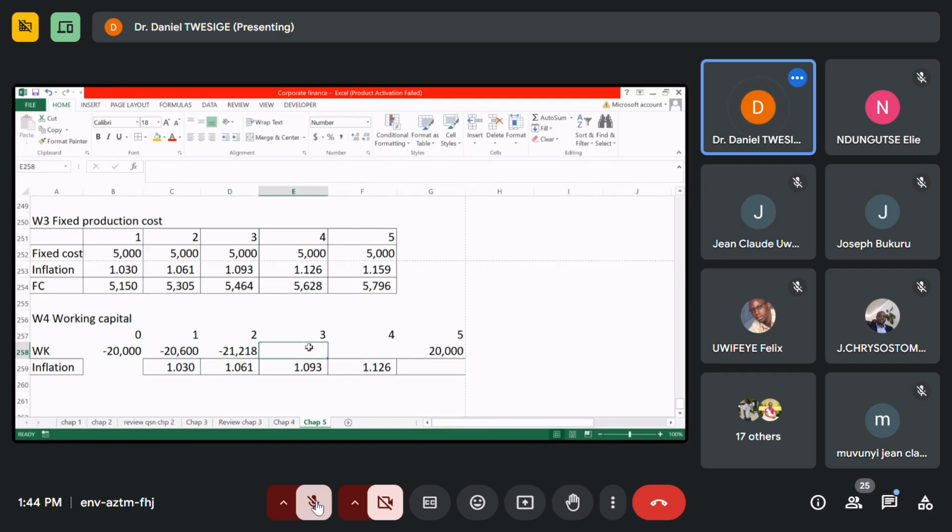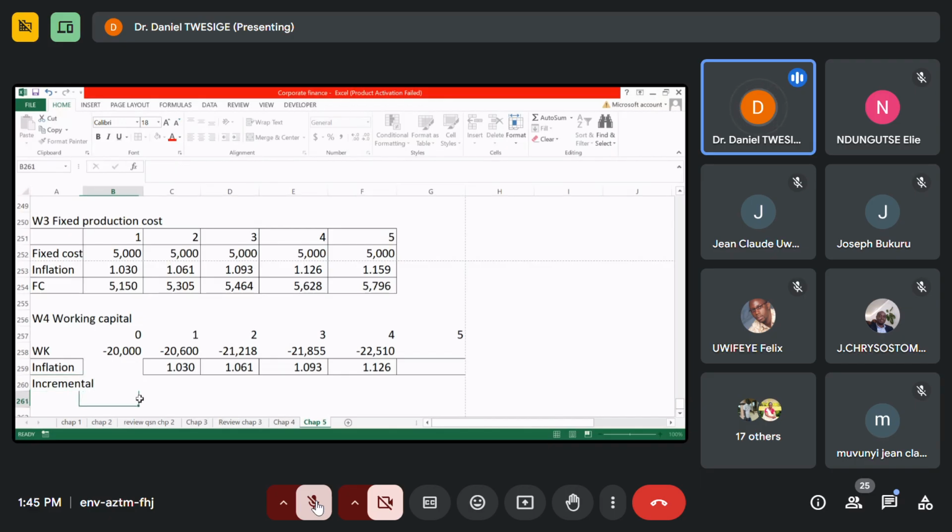For here, it will be this times this. And here, it will be this times this. That is the actual investment. If you consider inflation or the changes in inflation, this is the amount that you require to invest in working capital. So what is the incremental investment?